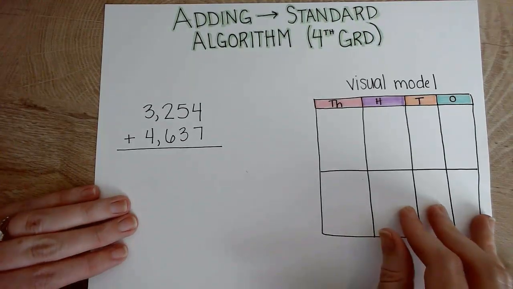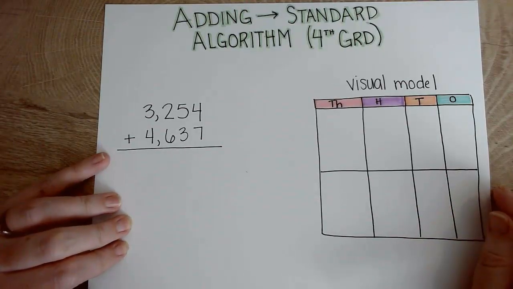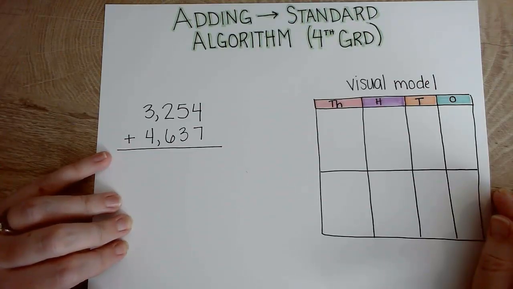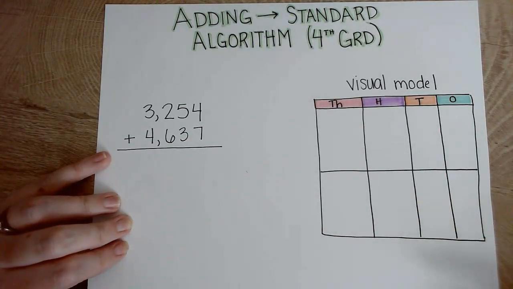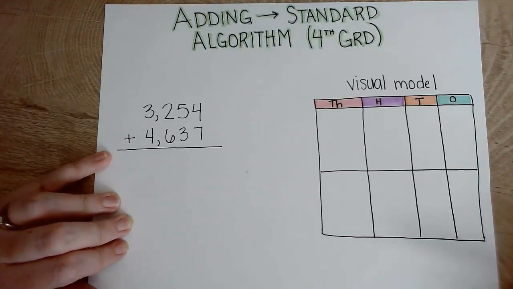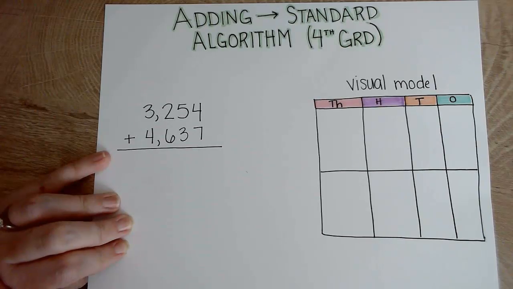Hello, my math friends. All right, so we are moving on to adding in fourth grade, specifically with standard algorithm. Now, in fourth grade, we're going to move up in place value. We're going to start adding numbers in the thousands, in the 10,000s, in the 100,000s. In fourth grade, we go all the way up to 1 million. So for an example today, I'm just going to keep it pretty simple with the thousands place.